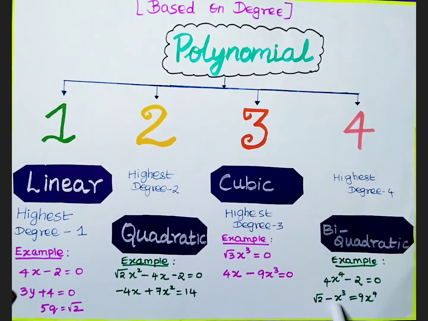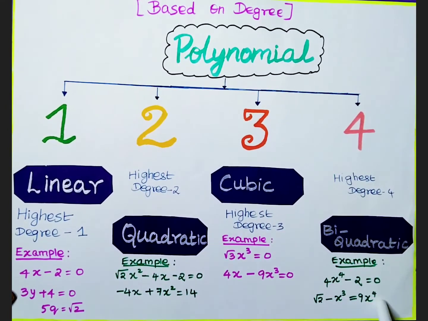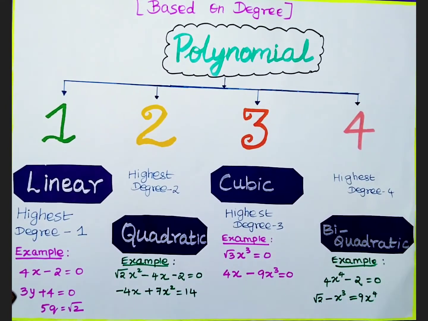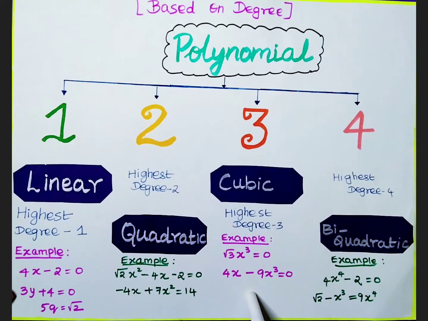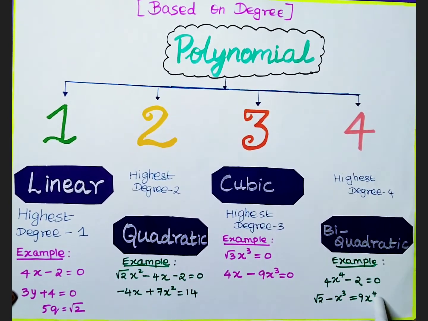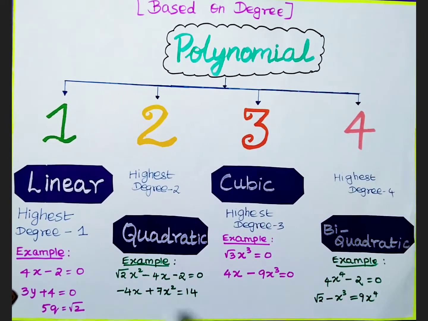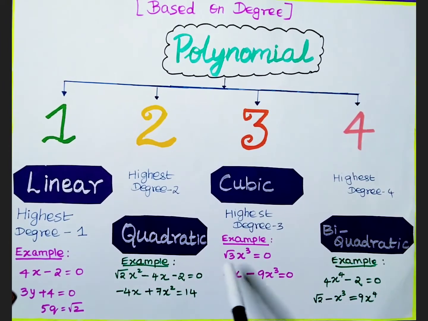In the next example, root 2 minus x cube equal to 9 into x power 4. So x cube, x power 4, power 3, power 4. 4 is the highest, then it is biquadratic. If we have 5 or more than 5 as the highest, then we say polynomial with highest degree 10, or suppose if 5 is the highest, polynomial with highest degree 5.